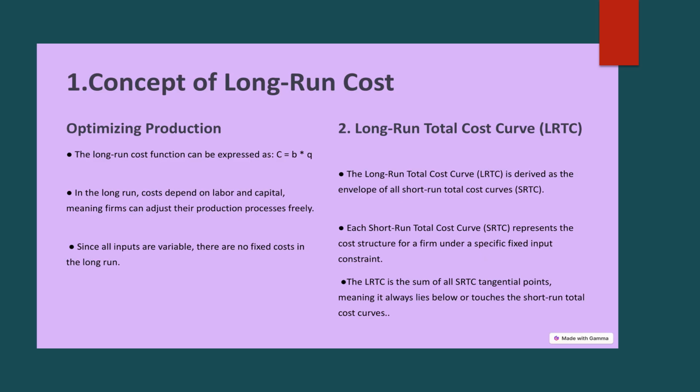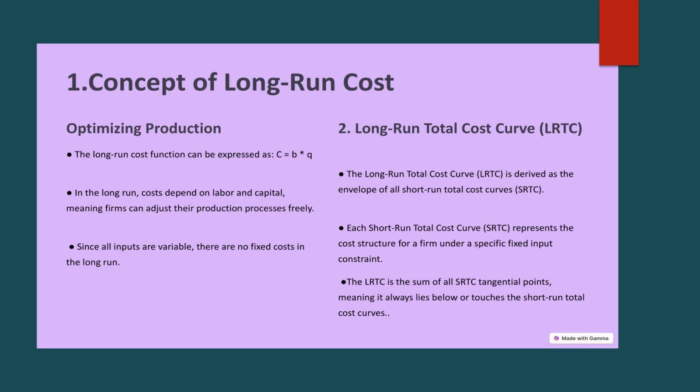Optimization of production. The long run cost function can be expressed as C equals BQ. In the long run, cost depends on labor and capital, meaning the firm can adjust its production process freely. Since all inputs are variable, there are no fixed costs in the long run.